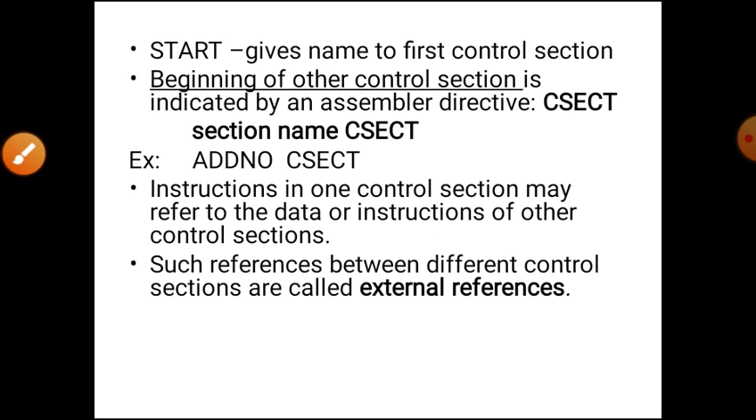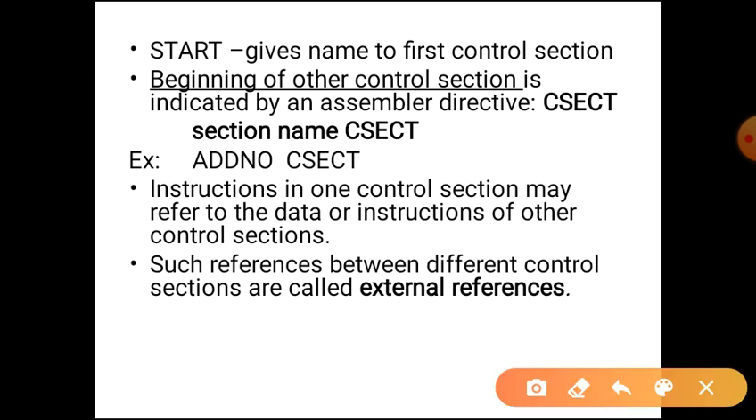Now here in control sections, the assembler directive START gives the name to the first control section, and if you have any other control sections, they are indicated using the assembler directive CSECT. So this is the general form: section name CSECT. One example is ADDNO CSECT. That means the source program has one more control section. The control section name is ADDNO.